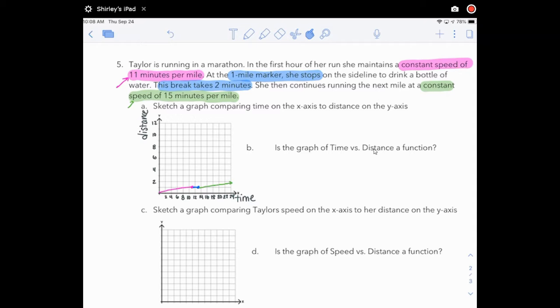Question B says, is the graph of time versus distance a function? So I'm looking at this. I don't see her being in 2 places at once. So we're going to go ahead and say yes. No y values repeat, meaning Taylor is never in two places at once.